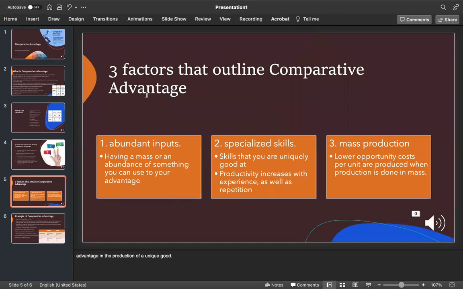Another three factors that outline comparative advantage: one, abundant inputs, two, specialized skills, and three, mass production. Abundant inputs are having a mass or an abundance of something you can use to your advantage. Specialized skills are skills that you are uniquely good at. Mass production is lower opportunity cost per unit when production is done in mass.